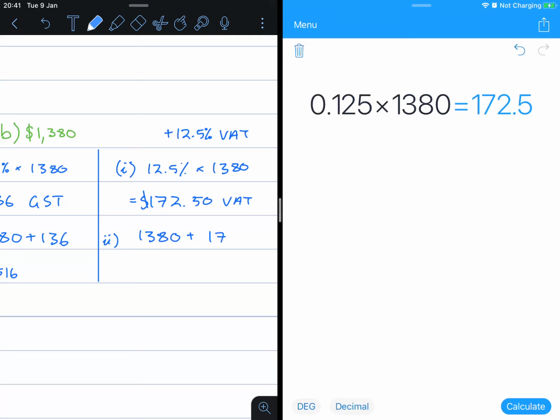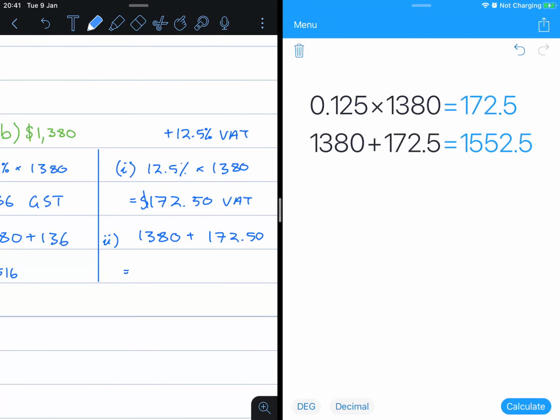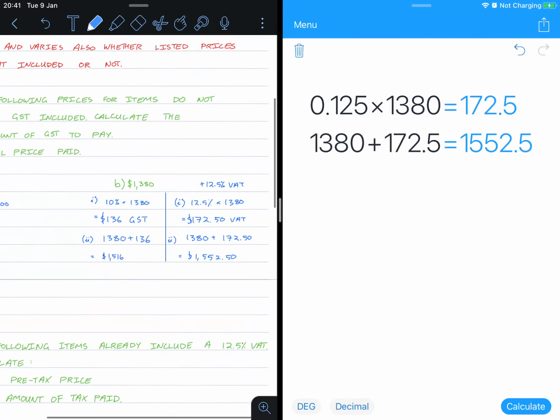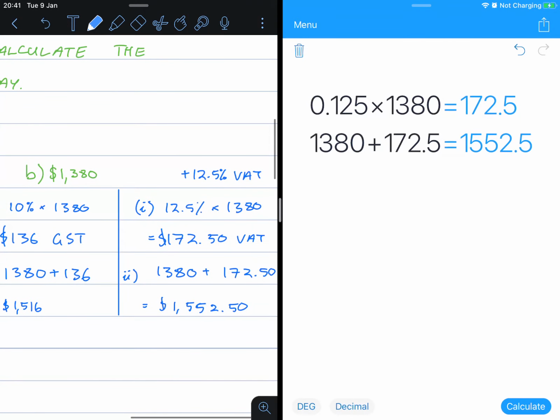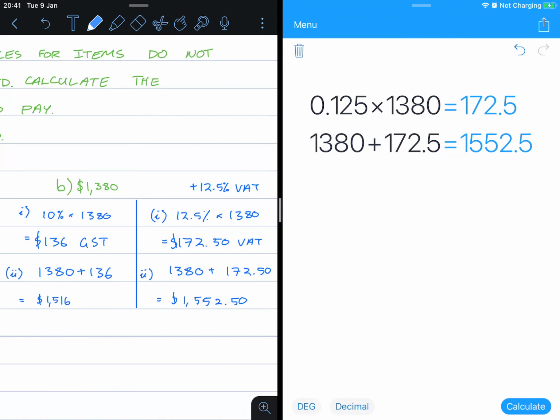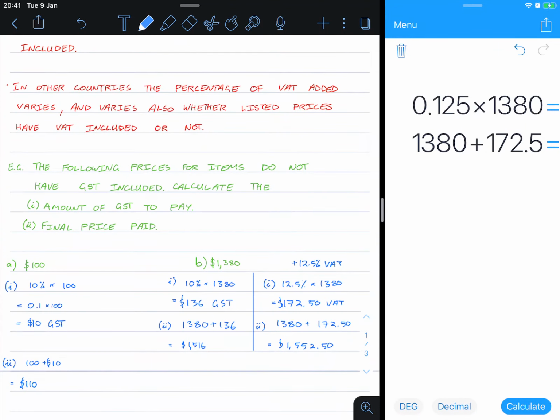And the final price to be paid is the original plus the VAT that we just calculated. So 1380 plus 172.5. That gives us a total of $1,552.50. So realistically, GST and VAT act in the exact same manner, except GST is always at 10%.